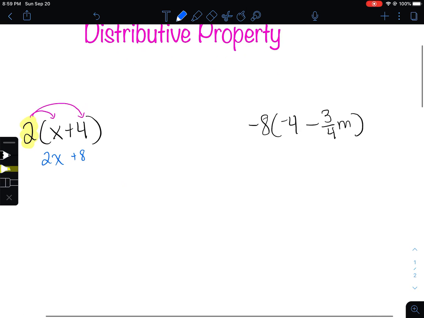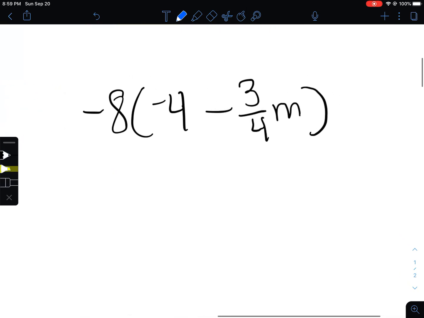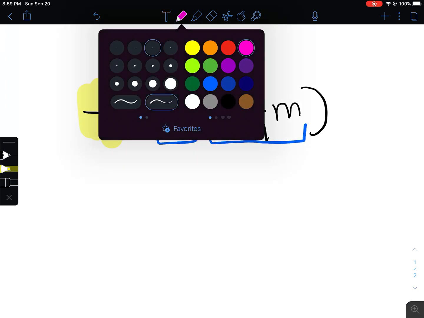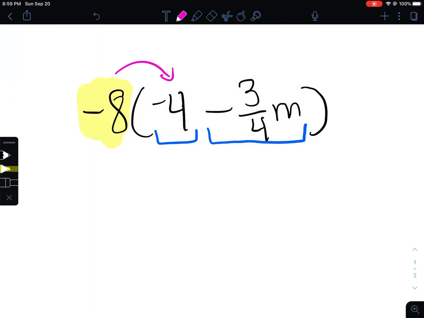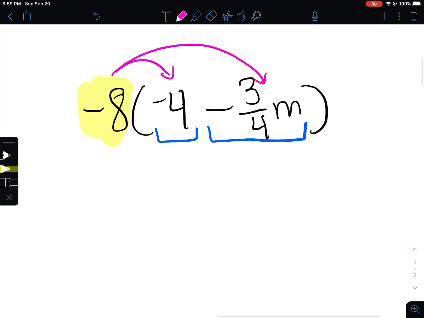So for the second one, sometimes it can be a little tricky when we have a lot of negatives. You always want to split up the numbers in the parentheses in 2 sections. You have the negative 4, and then you also have the negative 3/4 m. So when I multiply, again, each term that's in the parentheses, the negative 8 times negative 4 is 32. So it's just a positive, so I'm just going to write 32.